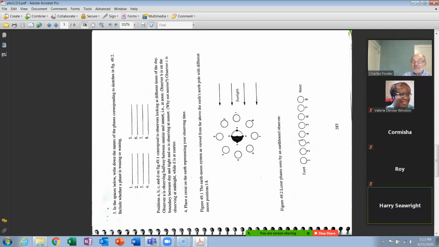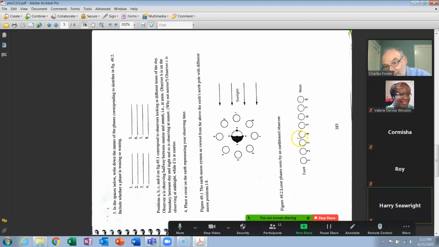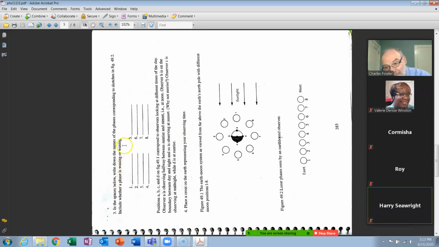Yeah. Please use pencil so you can erase. I hope you haven't gone too far with ink. Now, what we do at the top is fill in the names of these moons at the bottom. And it's not just the name. It says, in the spaces below, write down the names of the phases corresponding to the sketches, and down here at the bottom, include whether the phase is waxing or waning.